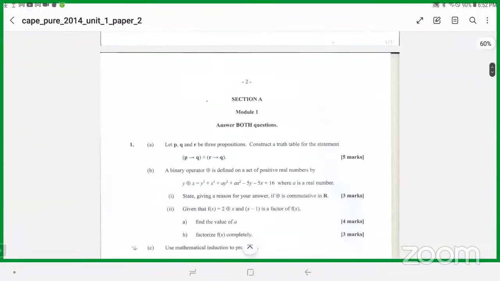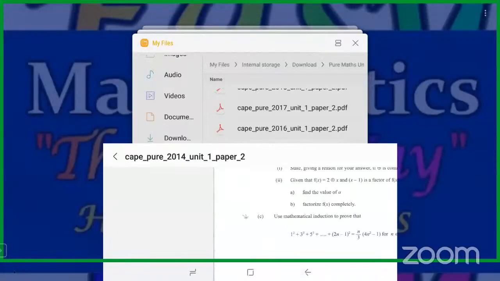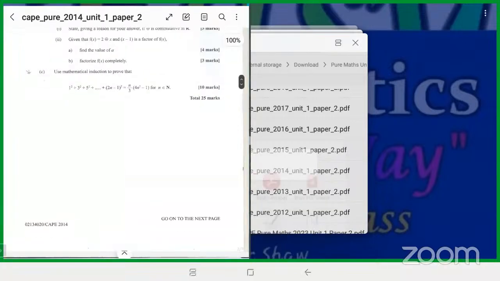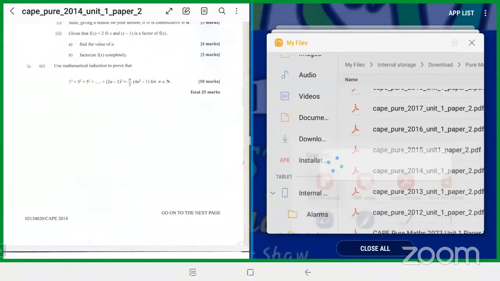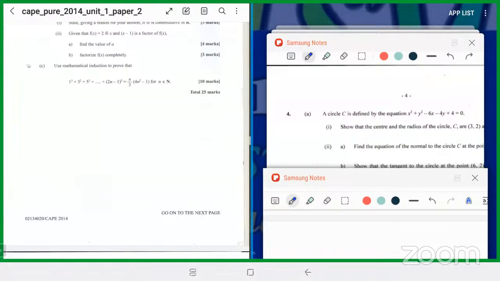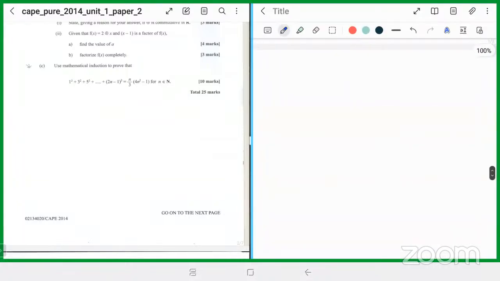Oh, this is still one that I have to write on the side. Okay, so I have to split the screen again. It's not yet one of the papers that I can write on. Okay. All right, so this is it, right?